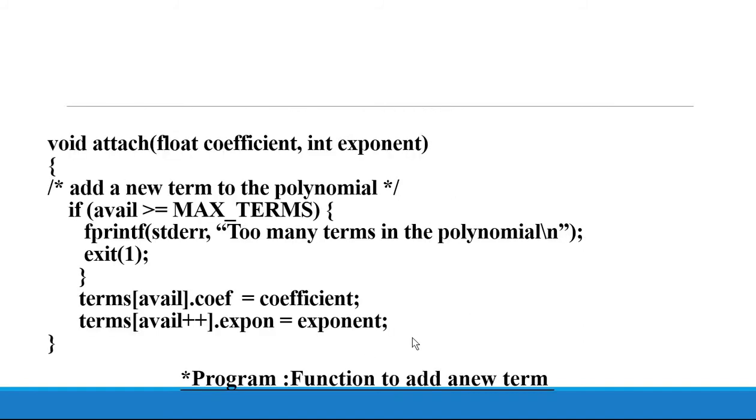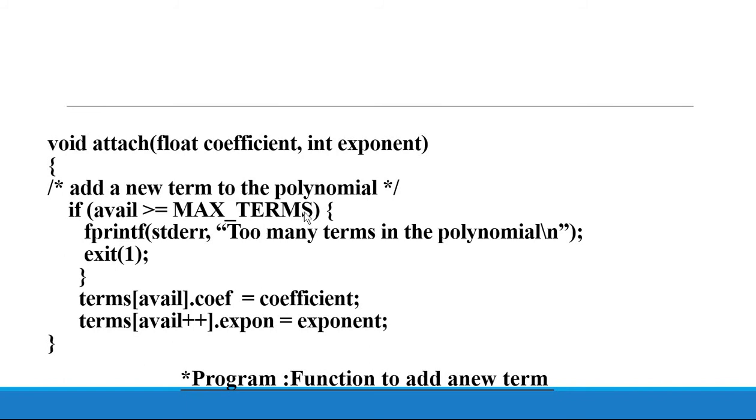Okay, so here if you look into the attach function, the attach function will accept the coefficient and the exponent. The avail pointer will point to the presently available position in the polynomial array what we have.